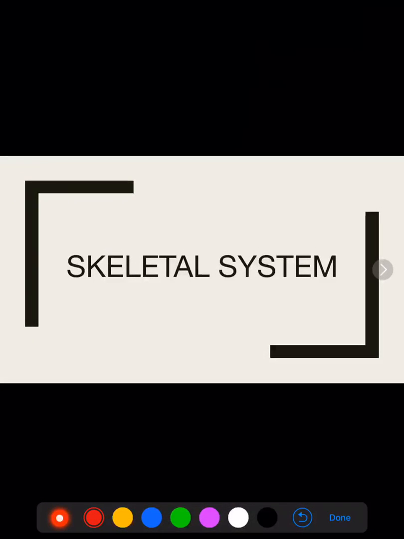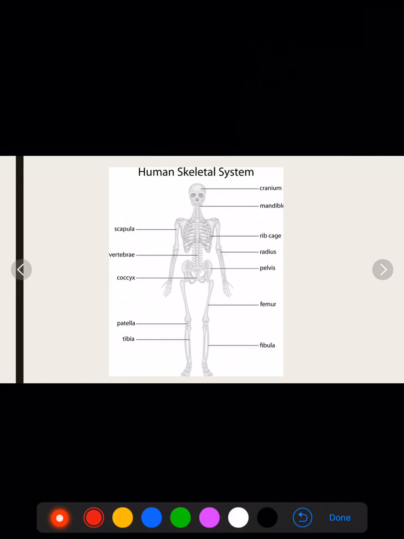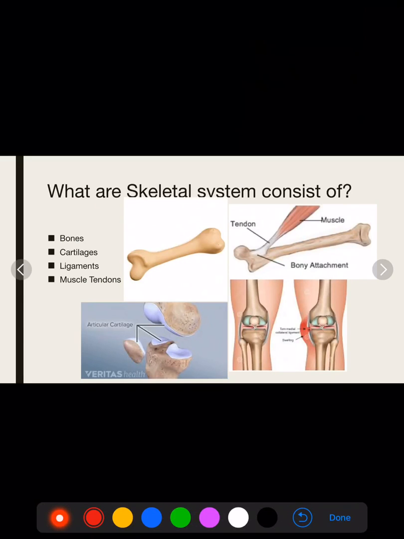Okay, today we are going to talk about the skeletal system. So what is the skeletal system? Actually, the skeletal system consists of bones, cartilage, ligaments, and also muscle tendons. So what is bone? This is bone.